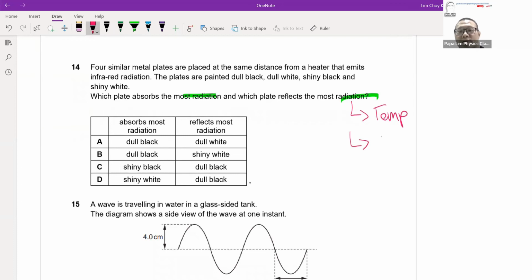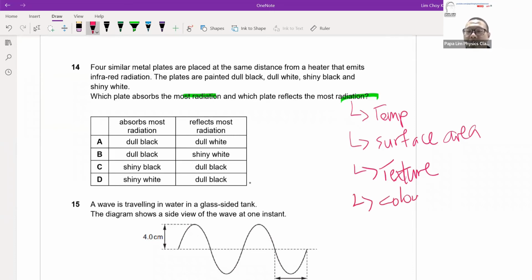We are looking at the surface of the object, whether the surface area is big or small. After that, we look at the texture, whether it's dull or shiny. Then we look at the color, whether it's black or white, dark color or light color. These are the clues that we need to take note of when dealing with the mode of transfer.